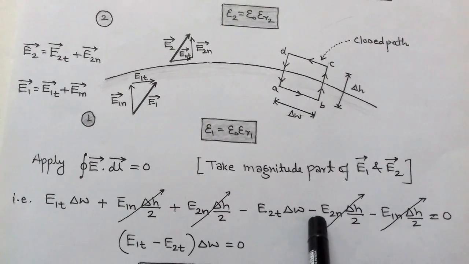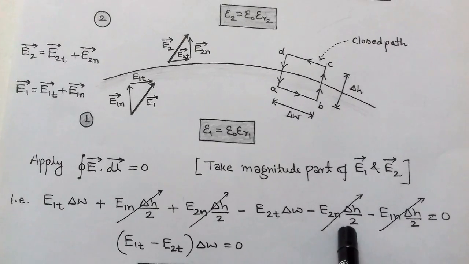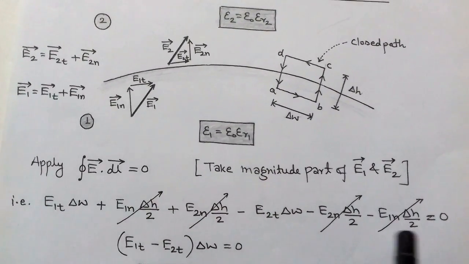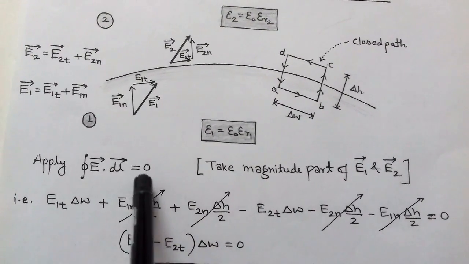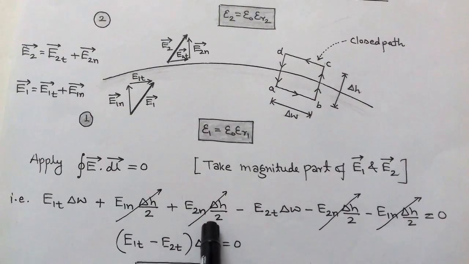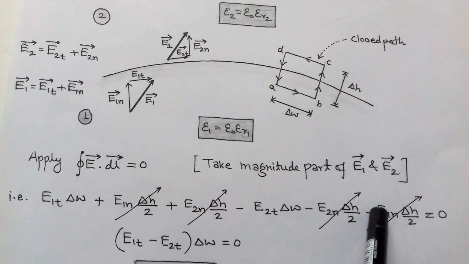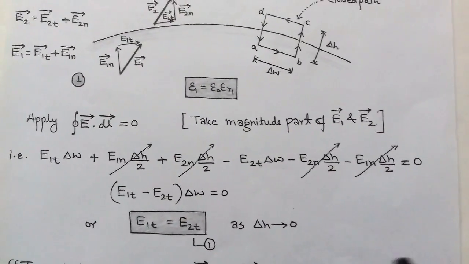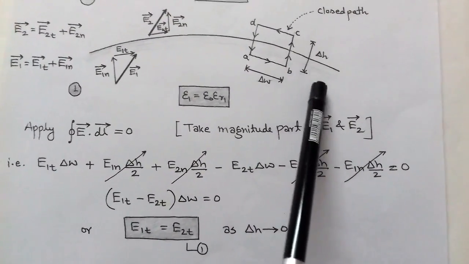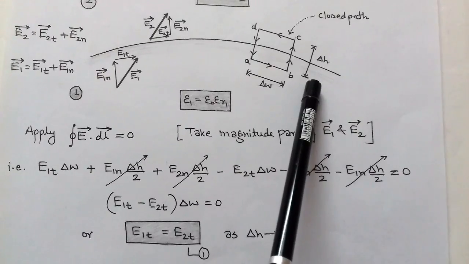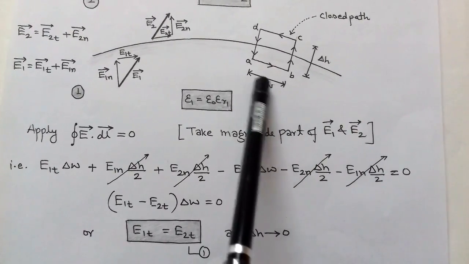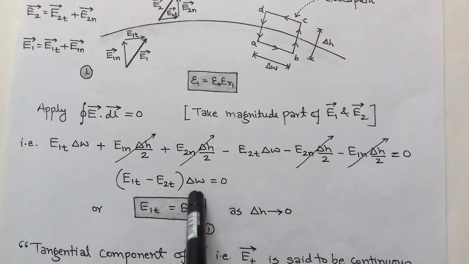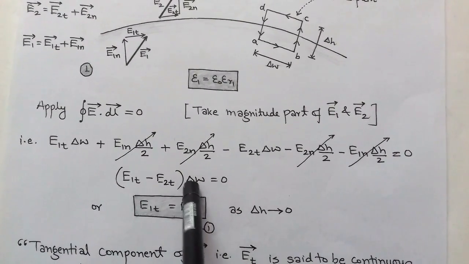Minus E2n into delta H by 2 and minus E1n delta H by 2 equals 0. Equals 0 is from Maxwell's equation. So after cancelling some terms, we get E1t minus E2t within bracket, delta W equals 0. Now if we assume that the dimensions are very small, that is delta H tends to 0, then delta W is also equal to 0. So in this case E1t equals E2t.